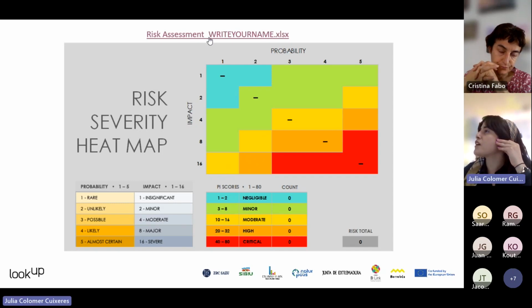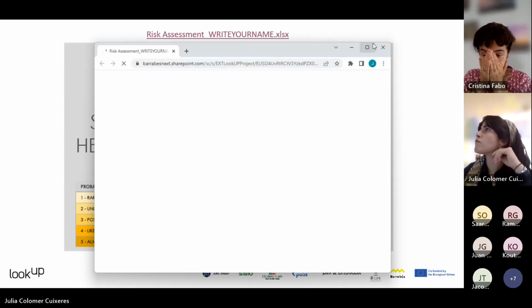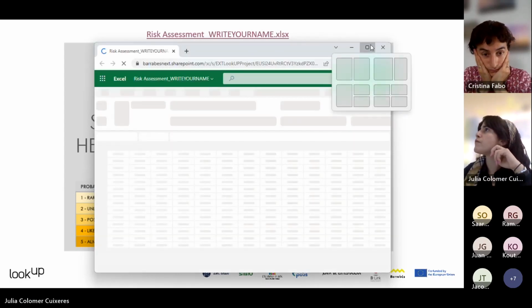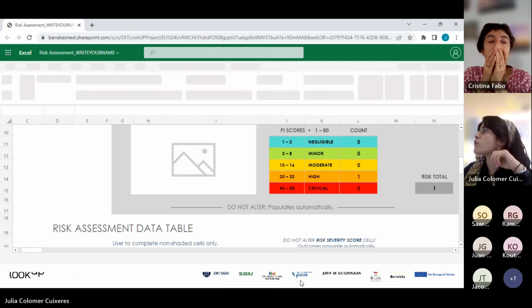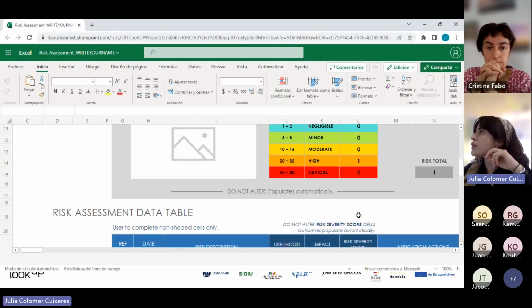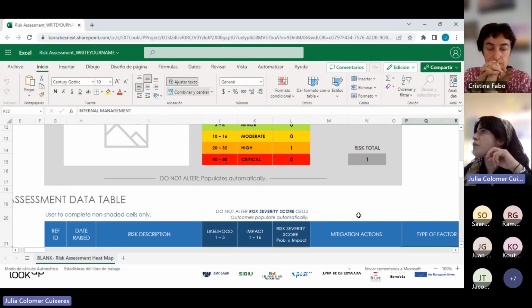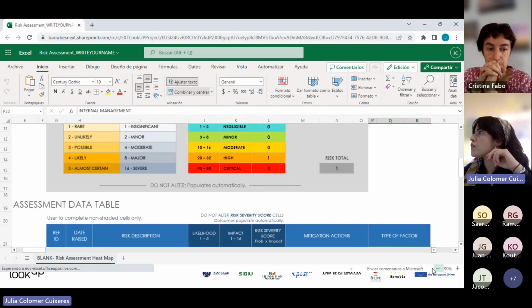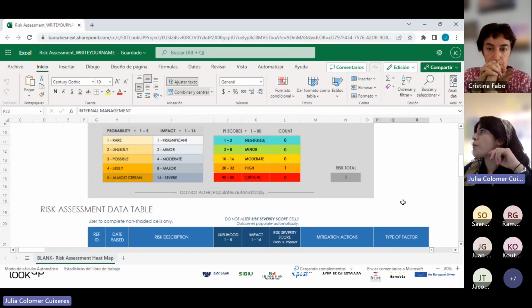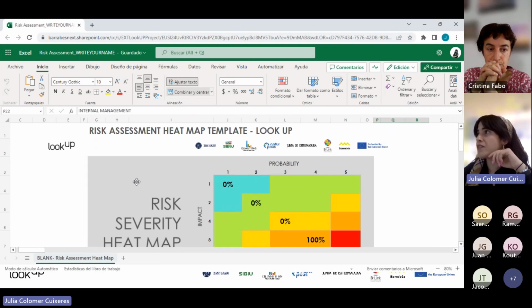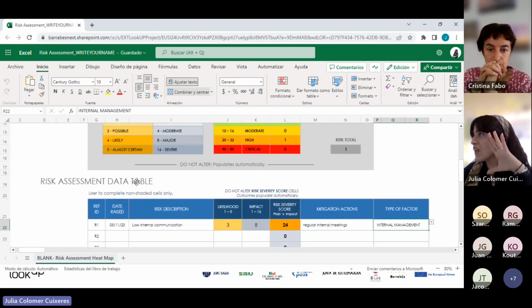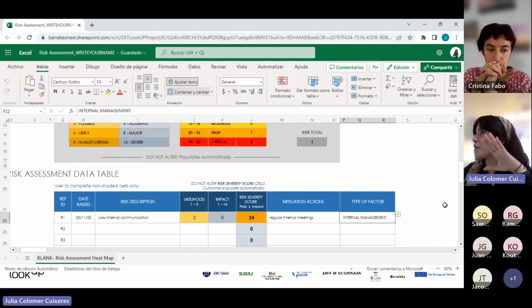So I'm going to share now the Excel that you have to fill in. Just give me one second. It's quite easy. I'm going to try to do it online because, as I mentioned, it's not complicated. Basically, you don't have to touch this part because it's automatic, and we are going to fill this table.